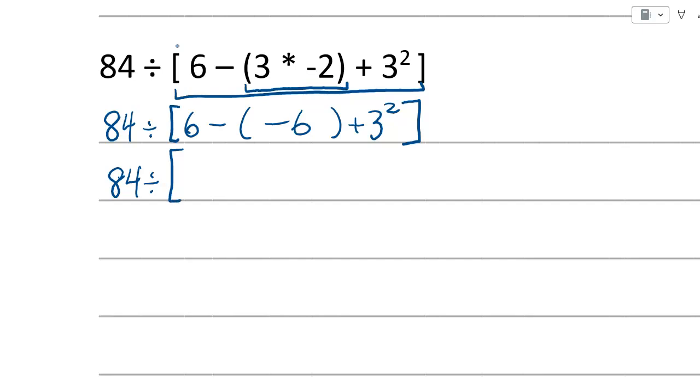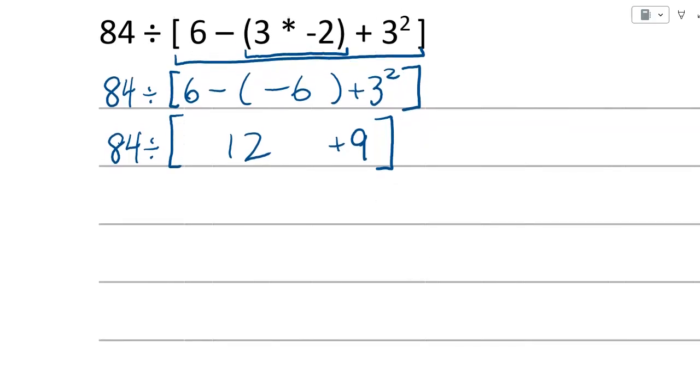But within that set of grouping symbols, there is an exponent. So plus 3 squared, same thing as saying plus 9. And because this is not interacting with the step we just did, we can do them in the same step if that's easier for you, instead of having to rewrite over and over again. 6 minus negative 6 is the same thing as saying 6 plus 6. 6 plus 6 is 12. So that set of grouping symbols, that bracket, is just 12 plus 9.